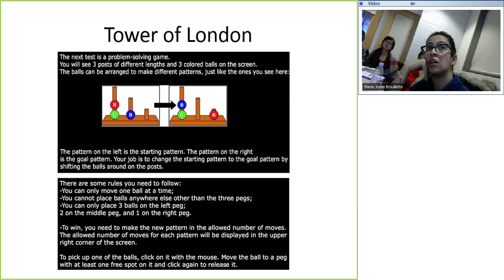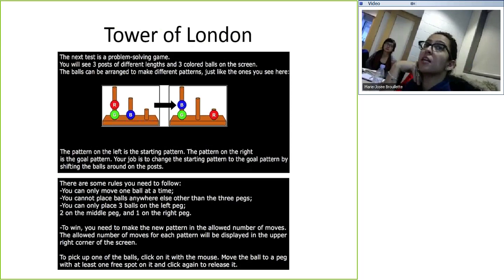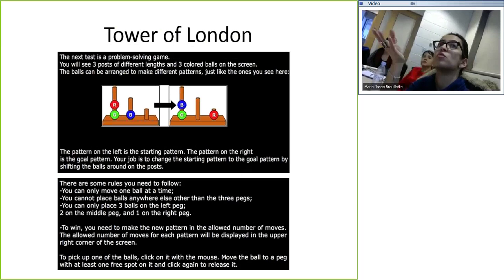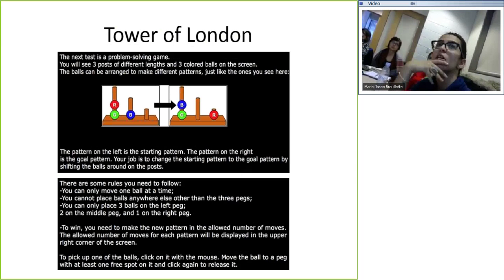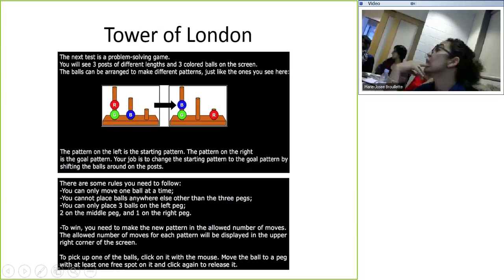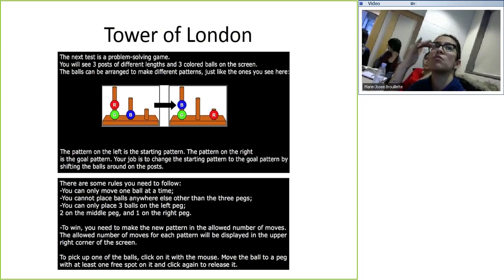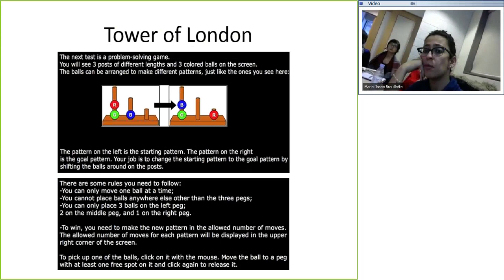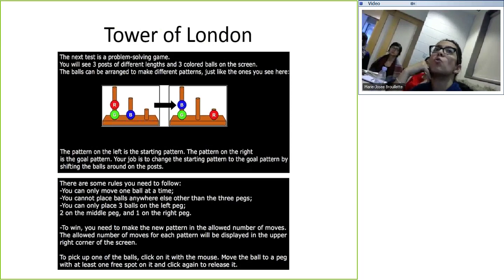So we show the participants 3 posts with different lengths and 3 balls with different colors. We show them a pattern that they have to copy, with 3 rules. The first rule is that they cannot move more than 1 ball at a time. Second rule, they cannot put the balls anywhere but on the post. And the last rule is that the first post takes 3 balls, the second one 2, and the last one just 1.